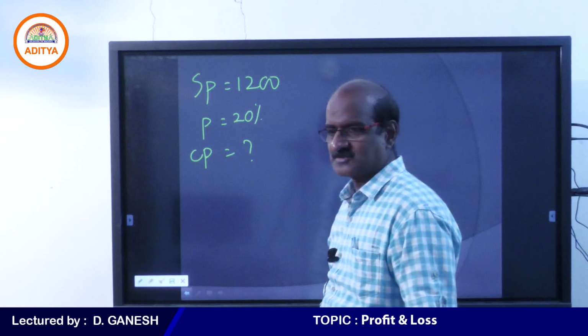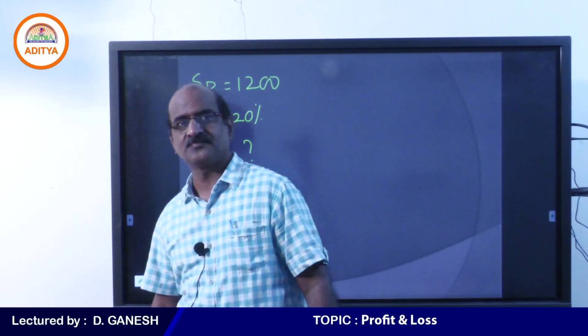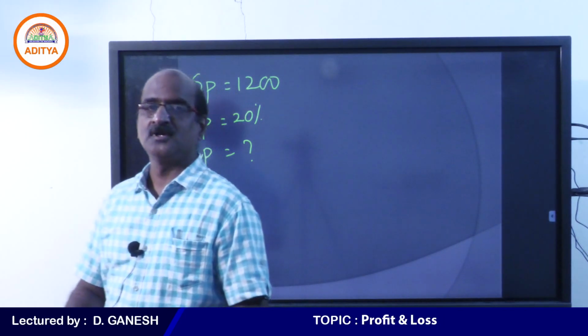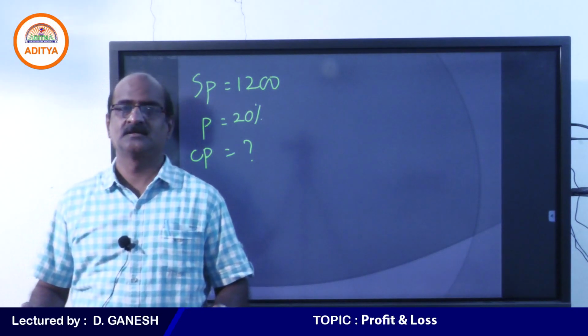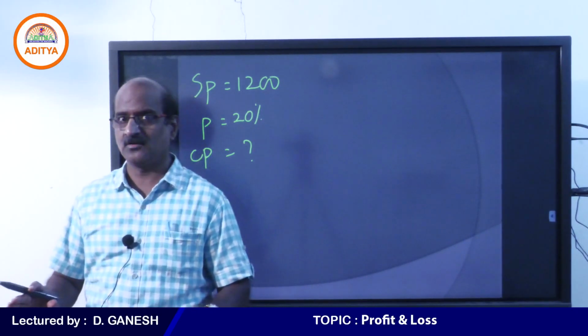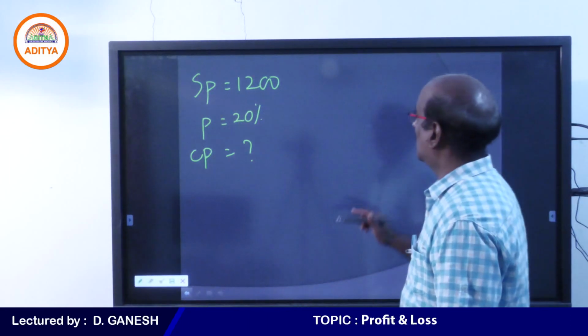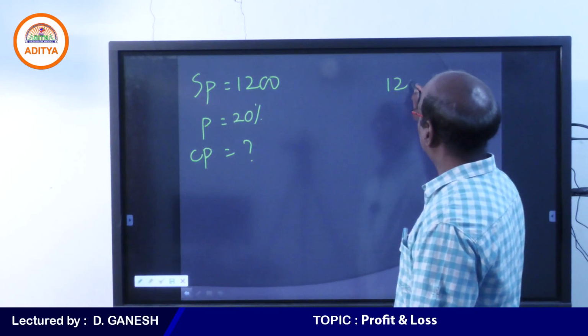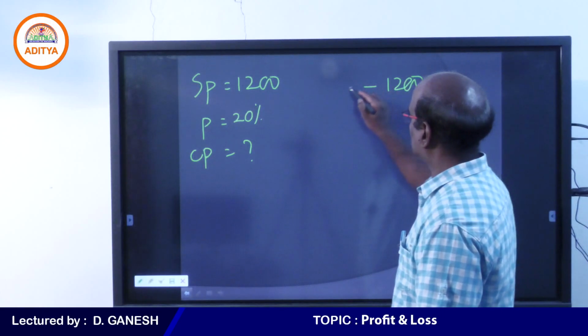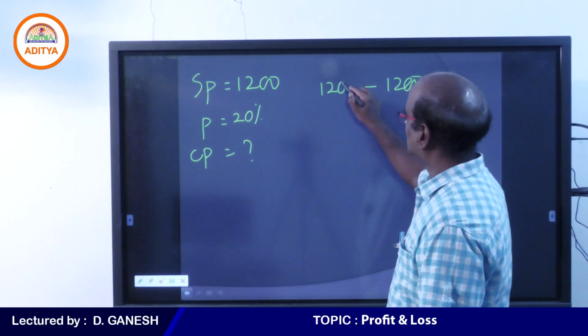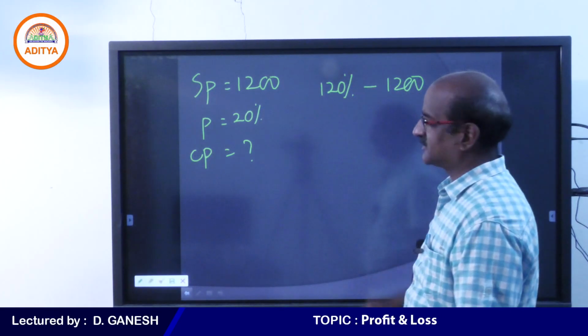For example, if a question is given something like this, please remember, you are given selling price. Selling price, you should not calculate profit on that. So whenever selling price is given to you, how you must be doing this? By selling an article for 1200, you get your money back, but also get a profit of 20%.